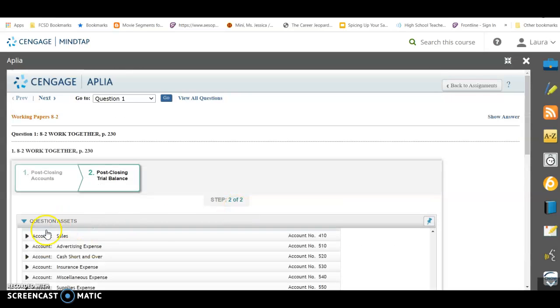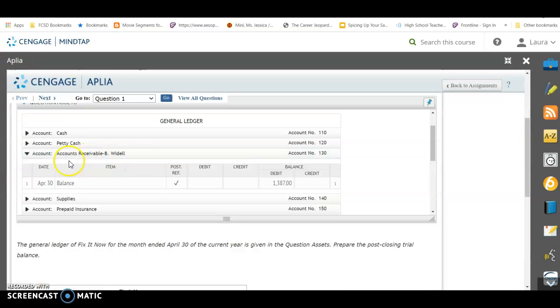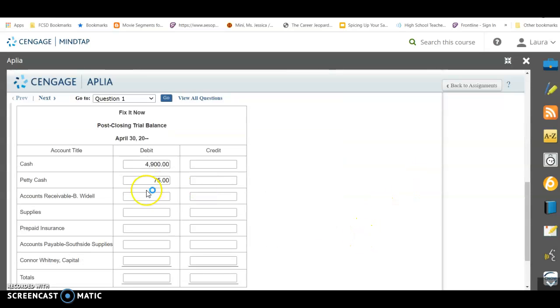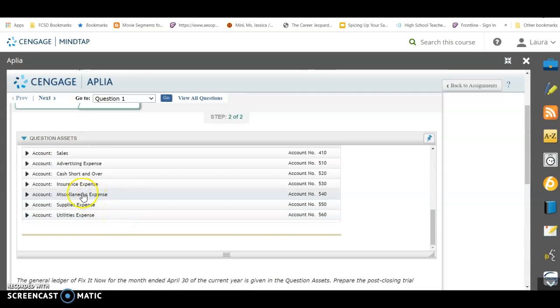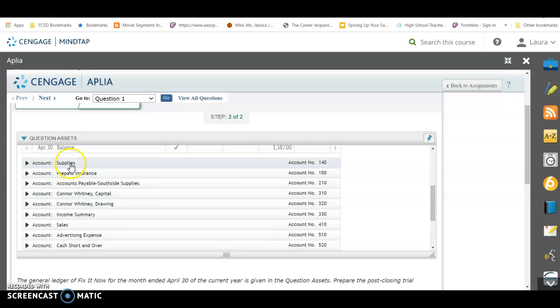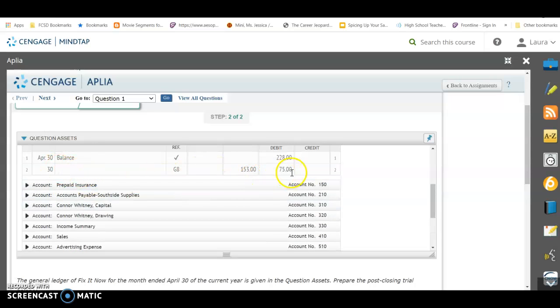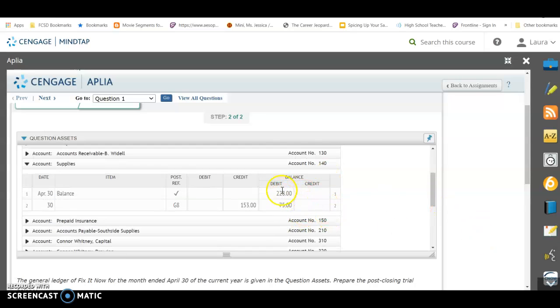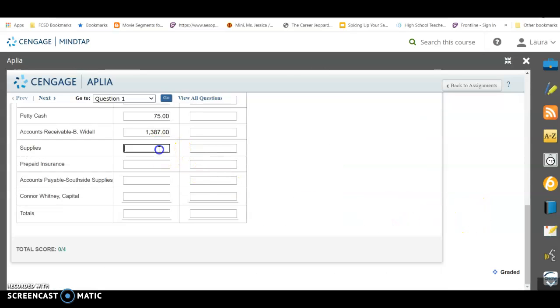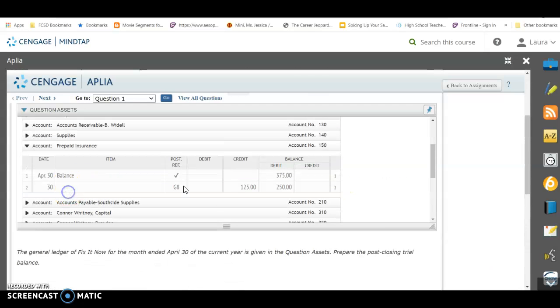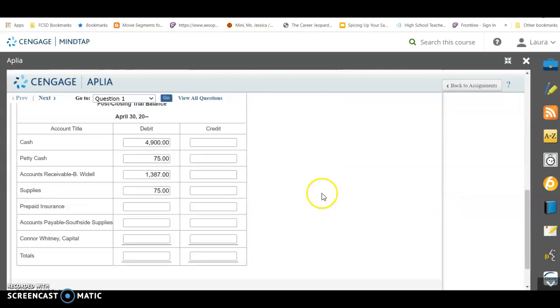Accounts receivable, the B Whittle balance here, $13.87. Supplies. And you remember you're looking at the bottom entry, so the last entry in that ledger is $75. Do not get confused there. Always look at the last entry, the remaining balance, so $75. And then prepaid insurance, $250, so we're looking at the last amount.